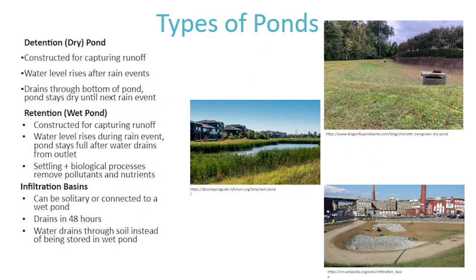So I'll say three categories of storm ponds that we use. We have detention ponds or dry ponds. We have retention ponds, which are wet ponds, and then infiltration or filtration basins, which are normally attached to a wet pond. So dry ponds are constructed for capturing runoff.